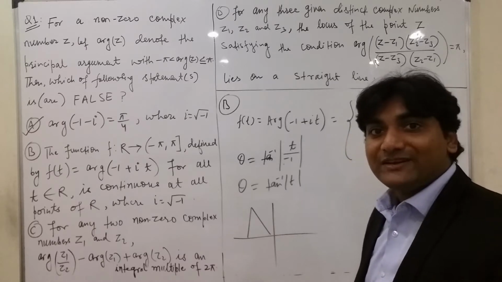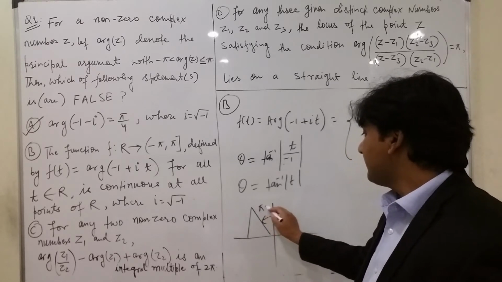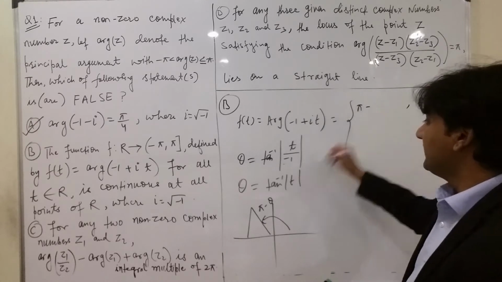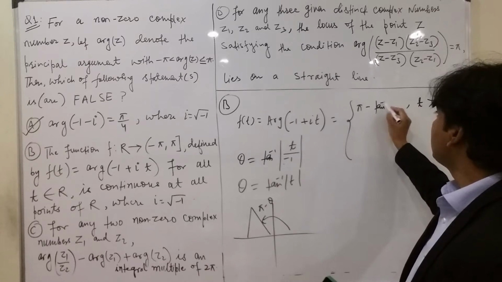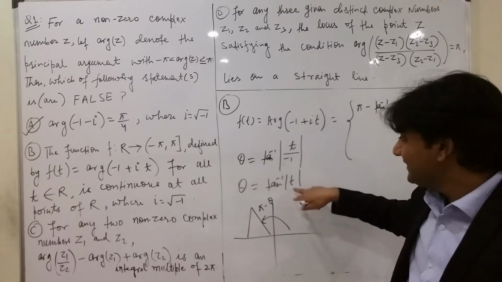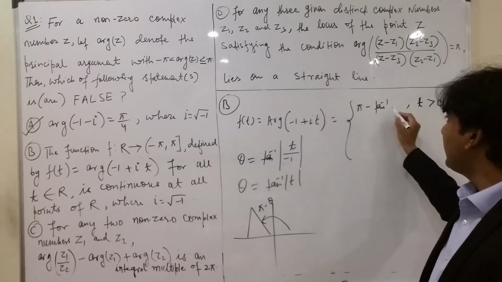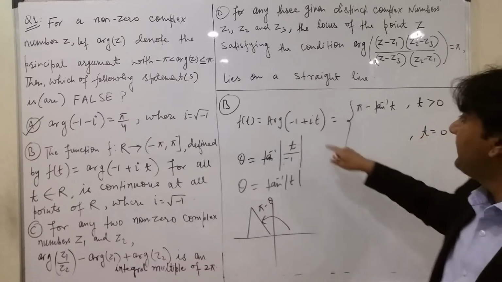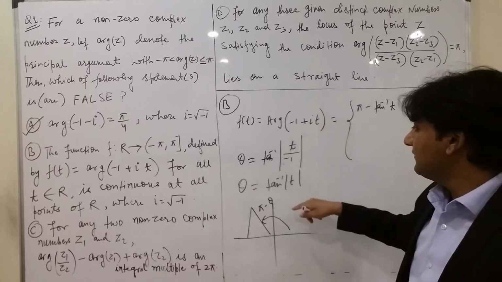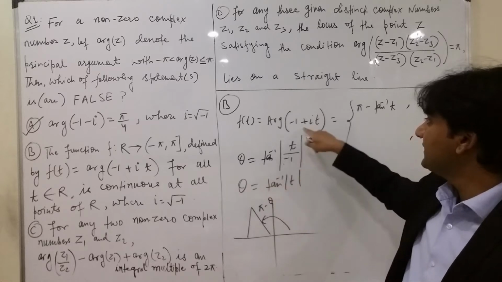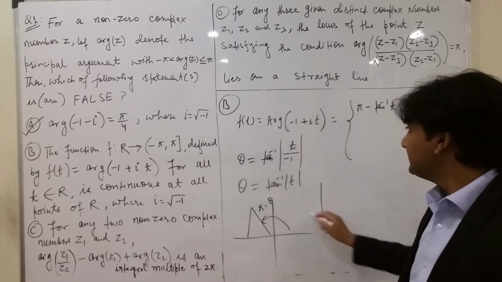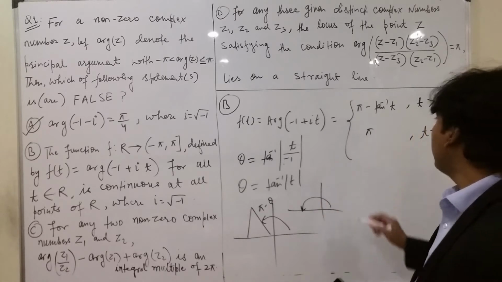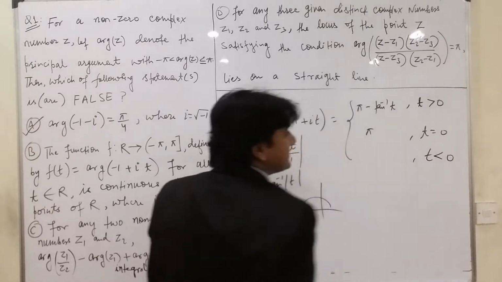In the second quadrant the argument is pi minus theta. So when t is positive, the argument is pi minus theta, and theta is tan inverse mod t. Since t itself is positive, we can write it as t. And when t is 0, theta would be 0, but it lies on the negative real axis, so the argument would be pi.